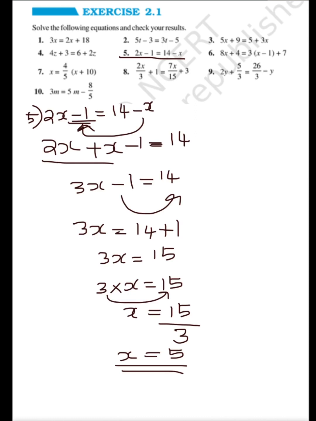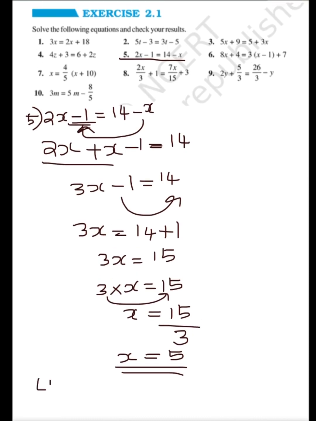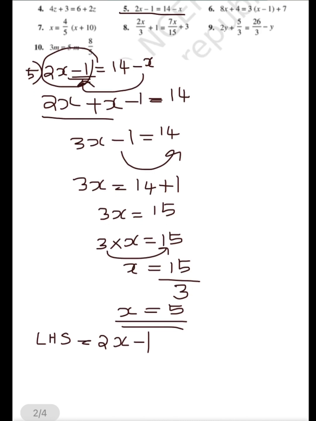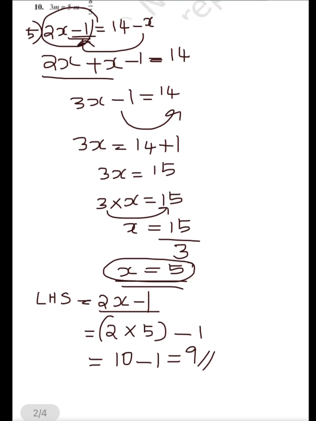What you have to check? You have to check the left hand side. What is left hand side? LHS is 2x minus 1. So 2x minus 1. What is x here? You got x as 5. So 2 into 5, minus 1. Now what is 2 into 5? That is 10. 10 minus 1 is what? 9. So you got LHS as 9.